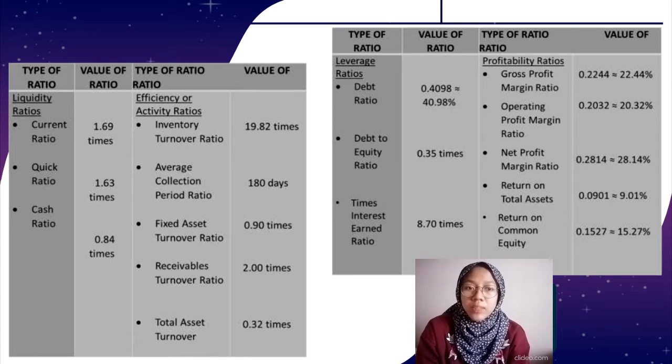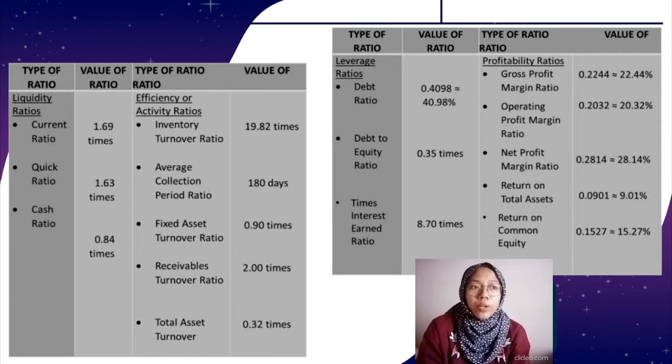Based on average collection period, the company managed to collect its receivable in 180 days. Fixed asset turnover in 2020, the firm managed to generate RM0.90 for RM1 investment in fixed assets. Receivable turnover ratio in 2020 is 2 times. Next, total asset turnover, the company managed to generate RM0.32 for 1 ringgit investment in overall assets.